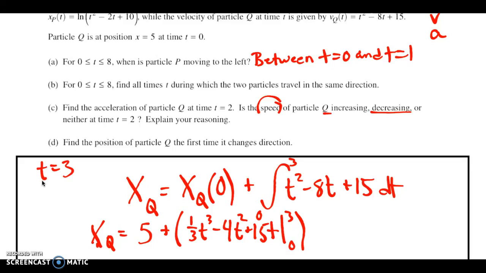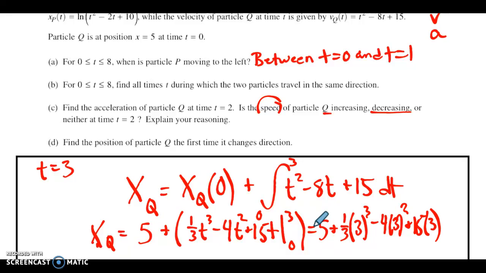Now, when they ask us to actually integrate something, remember, because it's non-calculator, they don't necessarily want you to work the whole thing out. So this would be equal to 5 plus 1/3 times 3 to the third minus 4 times 3 squared plus 15 times 3. You can leave it like that if you want. If you work it out, it's 5 plus 9 minus 36 plus 45. You can work that out to be a number.